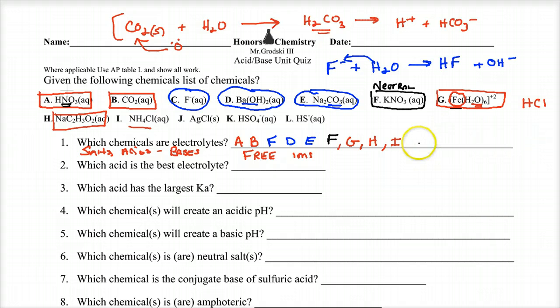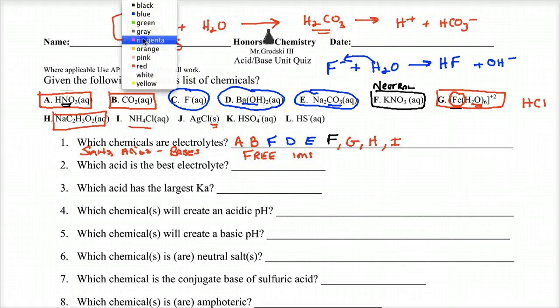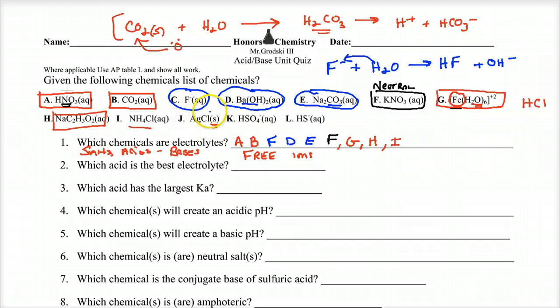Okay, next one, silver chloride. I'm even hinting that it's a solid. So silver chloride, I'll circle it in magenta. This is a precipitate. Precipitate has no free ions. So J is not an answer. Okay, now K.